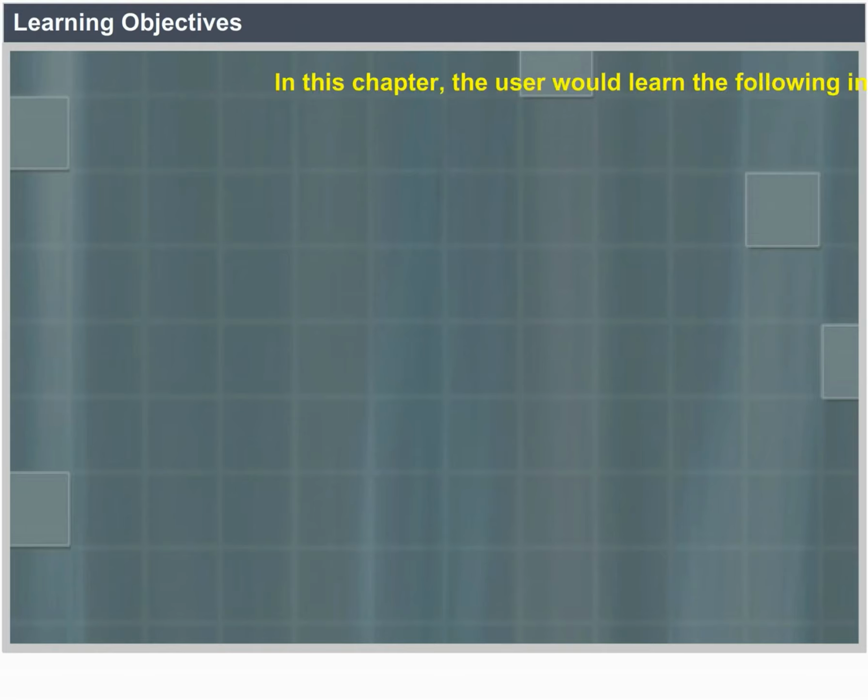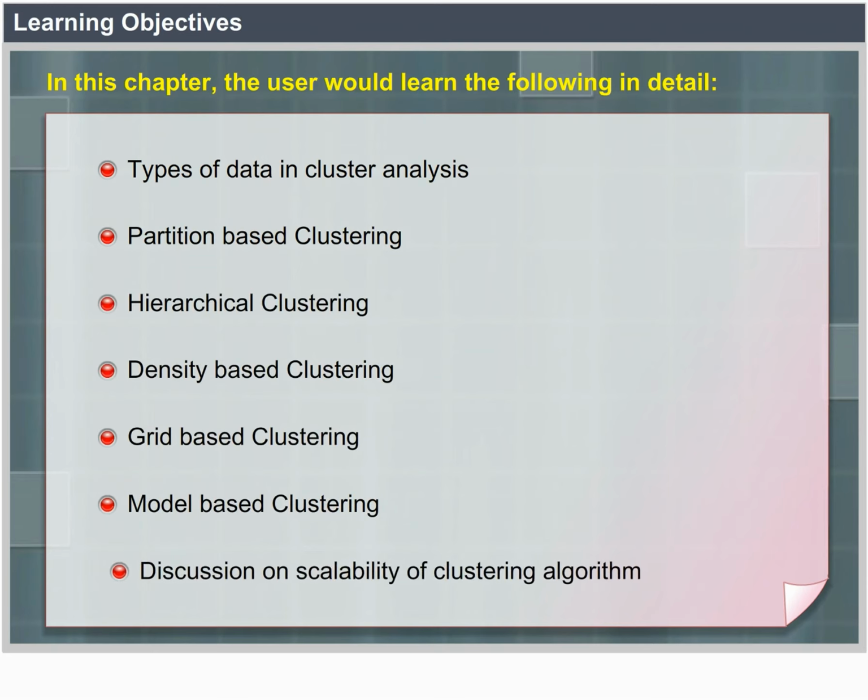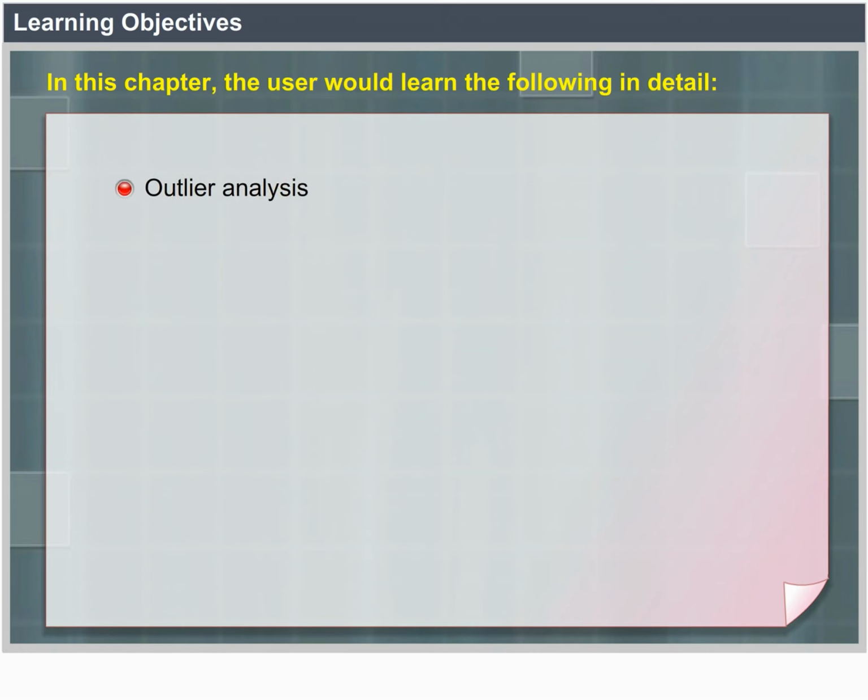Learning objectives. In this chapter, the user will learn the following in detail. Types of data and cluster analysis, partition-based clustering, hierarchical clustering, density-based clustering, grid-based clustering, model-based clustering, discussion on scalability of clustering algorithm, outlier analysis, parallel approach to clustering.